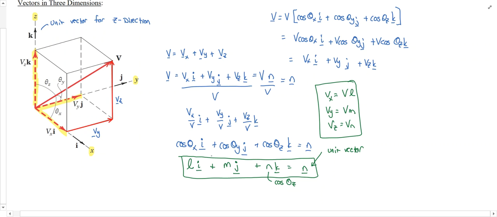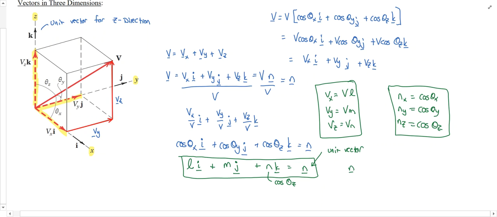I don't like the L, M and N personally. I would prefer to call them like nx and ny and nz, and let that equal cosine theta x and cosine theta y and cosine theta z. I think that's a little bit cleaner to just subscript them. And then that way, when you write your unit vector, it looks like nx in the i plus ny in the j plus nz in the k. And nobody really thinks that much about it. But when you go with L, M and N, it can sometimes be a little bit confusing. But this is where they come from.